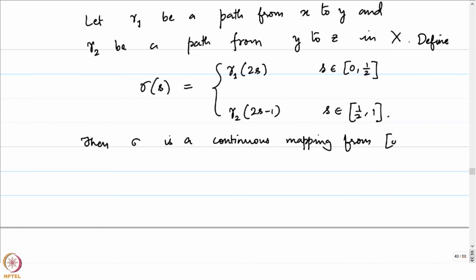Then sigma is a continuous mapping from [0, 1] to capital X, and moreover, sigma of 0 will turn out to be gamma 1 of 0, which is equal to X, and sigma of 1, if you check, will be gamma 2 of 1, because S is now here, and it will be 2 minus 1, so gamma 2 of 1, which is equal to Z. So we get hold of a path now from X to Z. Okay.